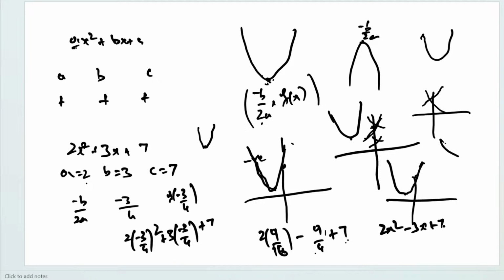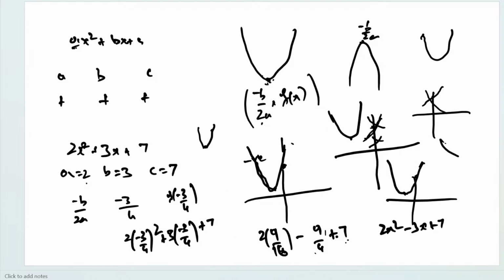What should we connect, sir? The lowest point and the y-axis. The lowest point is what we realized, right? Minus 3 by 4 and whatever this one is. Yes, sir, minus 3 by 4.